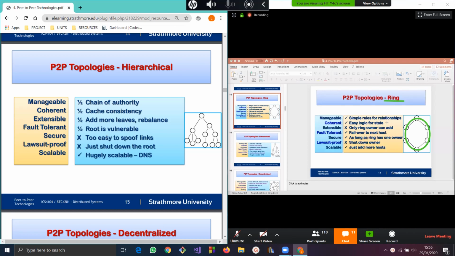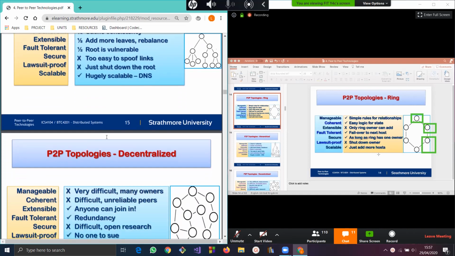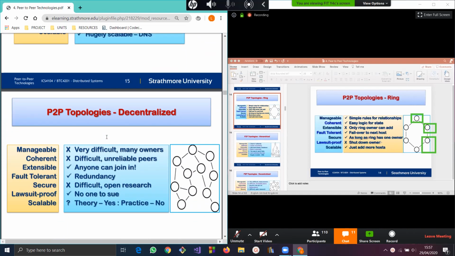So this fault tolerant here is good in the sense that if, for example, we have this particular host and it fails, another host can take over, and another one can take over, and so forth. So fault tolerant, we can move to the next one. Secure, as long as you secure the ring who has an owner, that's fine. Lawsuit proof, okay. Shut down owner, did you shut the whole thing down? Scalable, just add one more host, and so that means that it can be scalable.